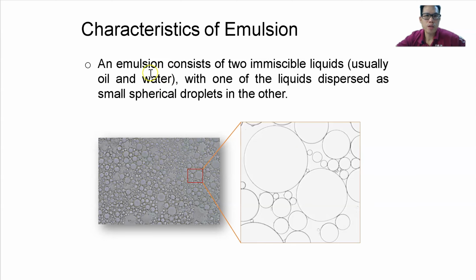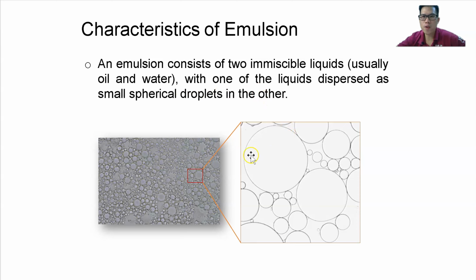So when we have two immiscible liquids, as you have learned from organic chemistry, oil is non-polar, water is polar. So these two do not like each other. If we are able to form an emulsion, the two liquids will disperse as small spherical droplets. As I mentioned, the reason it has to be spherical droplets is to minimize the contact between the two liquids.